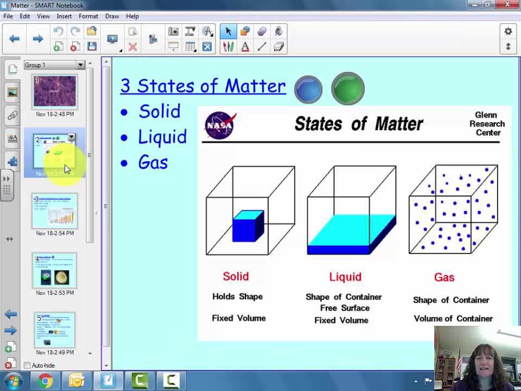First we're going to talk about the 3 states of matter: solid, liquid, and gas. You can see from the pictures, a solid holds its shape and keeps the same volume. A liquid changes its shape depending on what container it's in, but it's always the same volume. A gas changes its shape and its volume depending on the container, so it fills up whatever container you put it in.